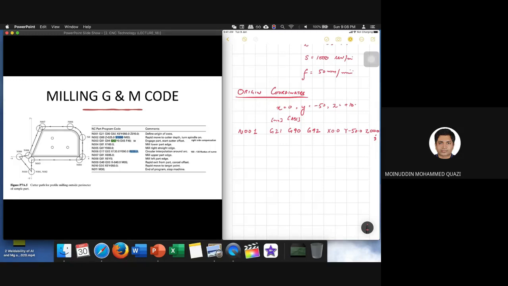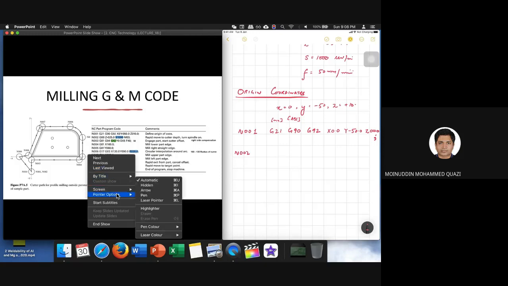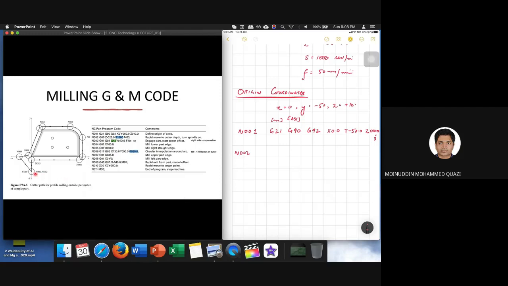Now we move on to N002. I have to tell the tool to move from the origin towards the workpiece. Not touch it, but move so that after you are above, you will go down. So you have to move towards the workpiece.